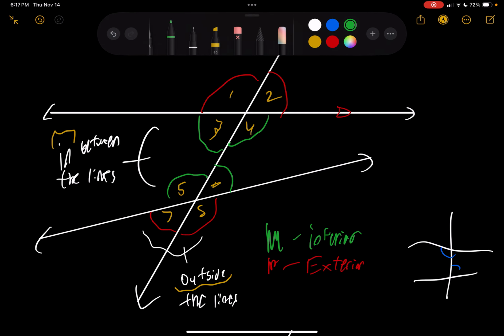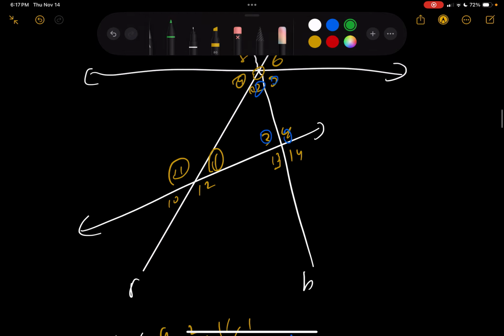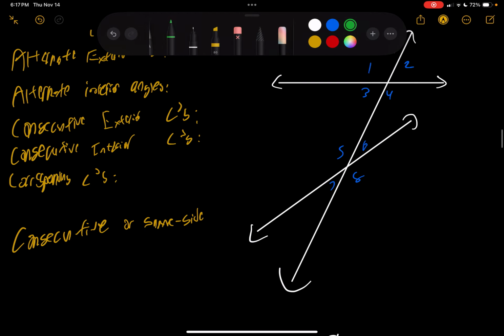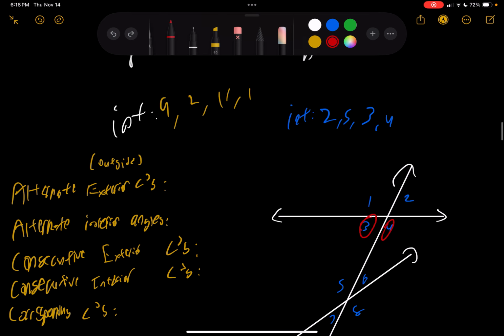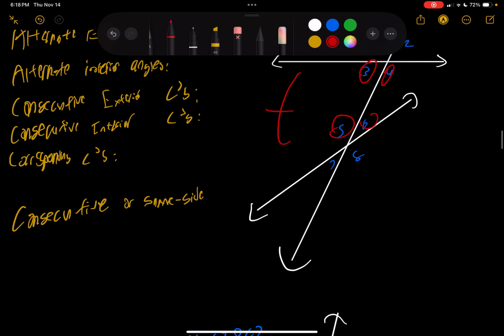The interior angles are formed in between these two lines, in between the lines where the transversal intersects. So 4, 3, 5, 6. The names of the angles don't depend on whether the lines are parallel or not, but whether they're congruent or not does. These are interior because they're formed in between the intersection points, in between the two parallel or non-parallel lines, just in between the lines that the transversal intersects.